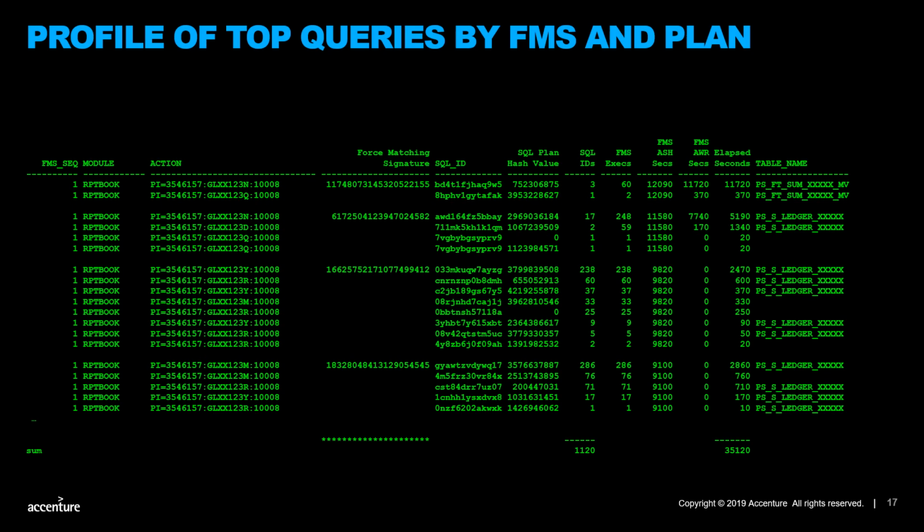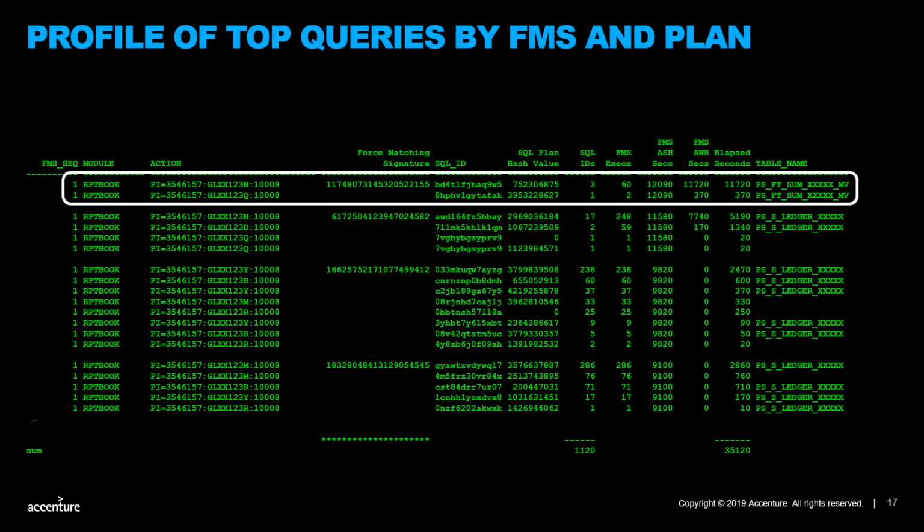Then I get a report like this. This is for one particular report book, and it's grouped by force matching signature. So this is the force matching signature that accounted for the most time, a little over 12,000 seconds. There were 2 execution plans, and those are the top SQL IDs for each execution plan, and the top one is one of 3 SQL IDs that produce that SQL execution plan out of a total of 60 executions and a total execution time of 11,720 seconds. And I can see that it queried one of the summary ledger materialized views.